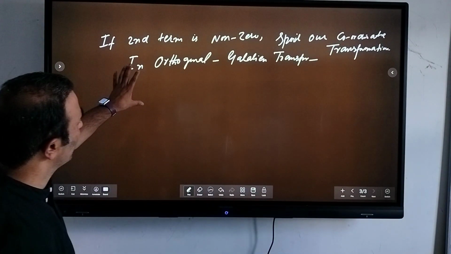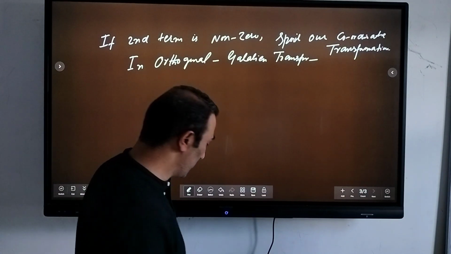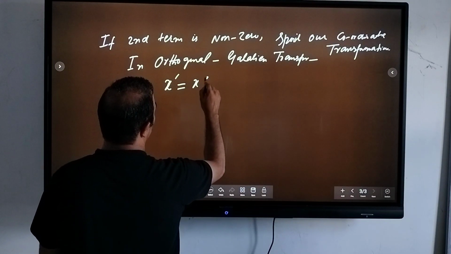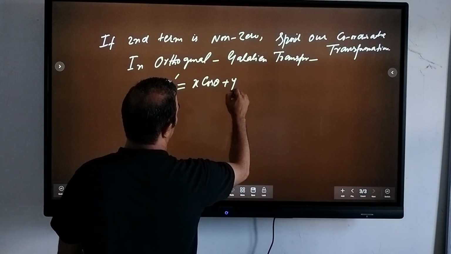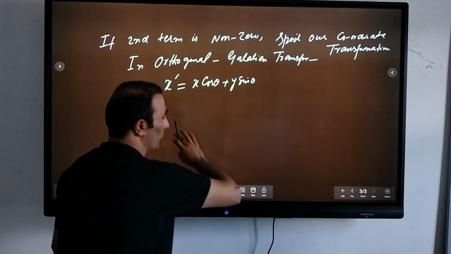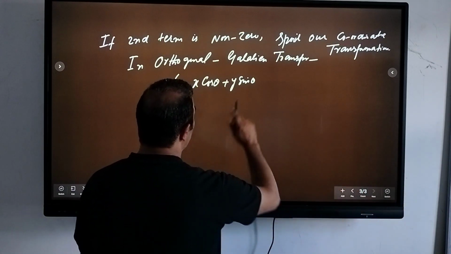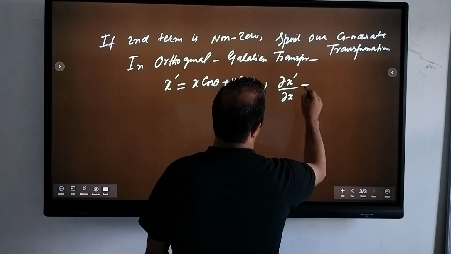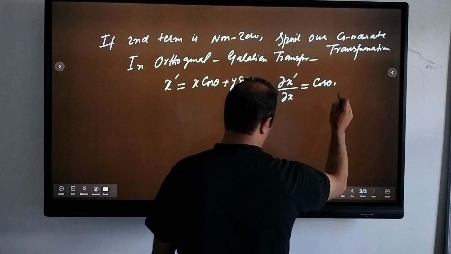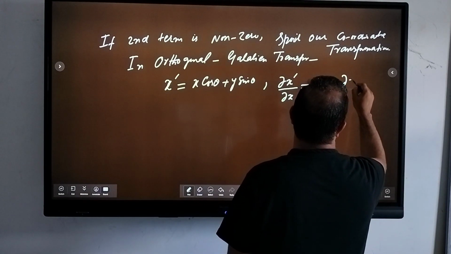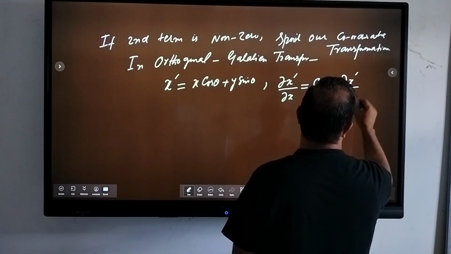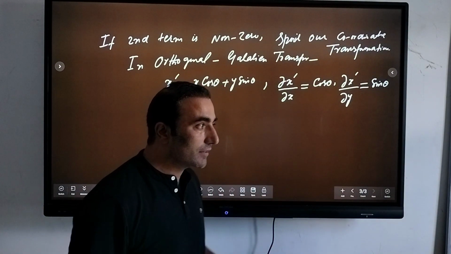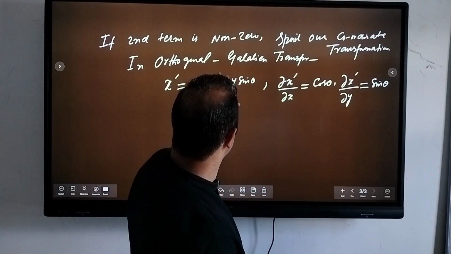In this orthogonal Galilean transformation, we know that x prime will be equal to x cos theta plus y sin theta. If you talk about along x only, then partial x prime by partial x will be equal to cos theta. So this is basically the Galilean transformation.